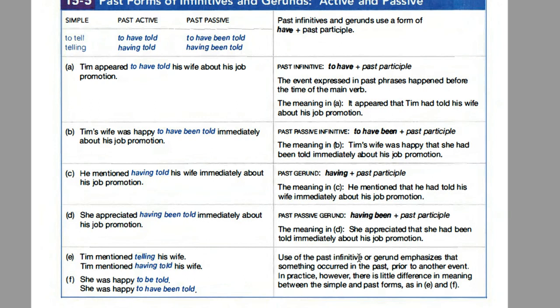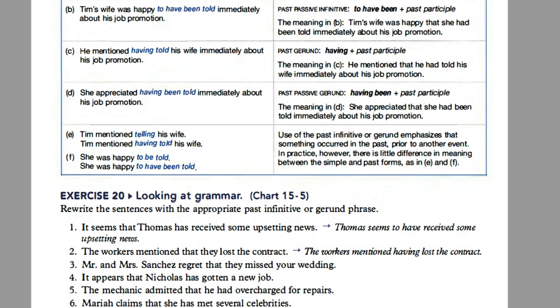What's the difference between E and F? She was happy to be told, she was happy to have been told. Use of the past infinitive or gerund emphasizes that something occurred in the past prior to another event. In particular, however, there is little difference in meaning between the simple and past forms. We need to understand how something happens, and prior to another event, we need to continue as in the forms E and F.